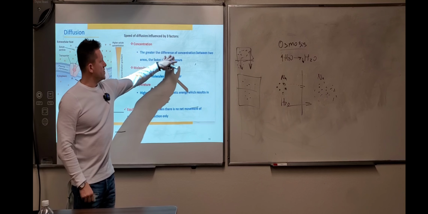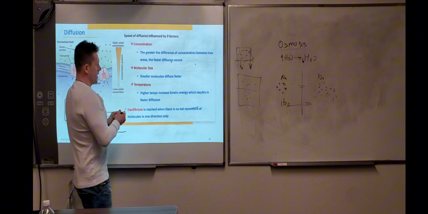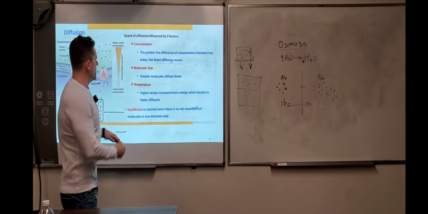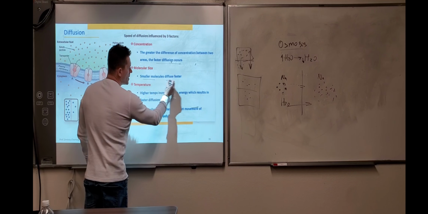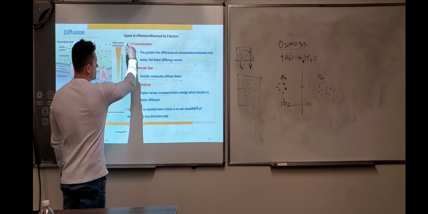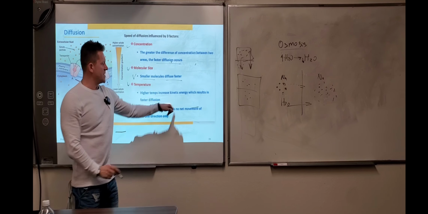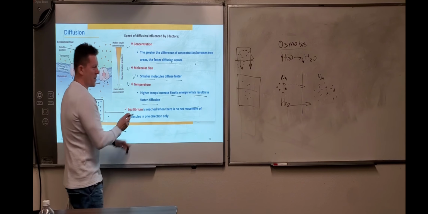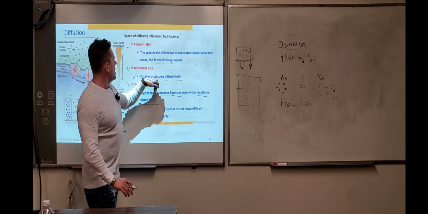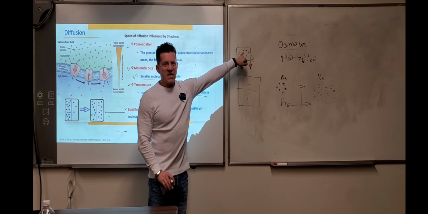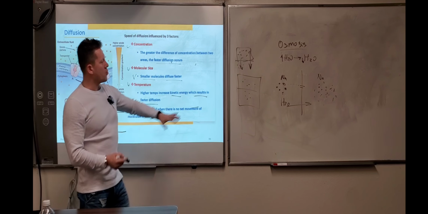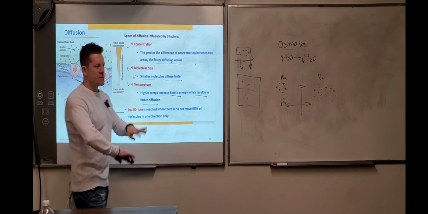So the greater the difference of concentration between two areas, the faster the diffusion occurs without energy. We're only talking now without energy. Molecular size: the smaller the molecule, the faster it will pass through. Temperature: higher temperature increases kinetic energy, which results in faster diffusion. Higher temperature, smaller molecules, higher concentration of solutes, all of them will result in increased movement or dispersion of the molecules between two areas.